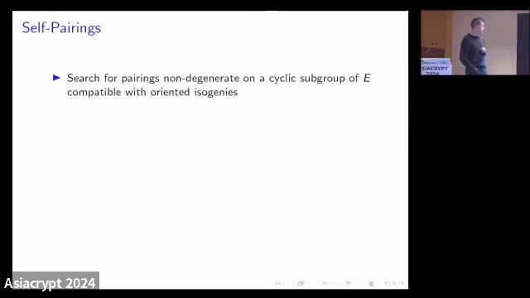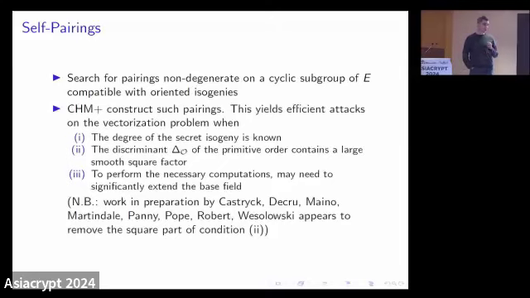So in CHM+ 23, the question the authors then asked was whether or not we can come up with some new pairings. In particular, pairings that will be non-degenerate on some cyclic subgroup of E and that are compatible with oriented isogenies. And they managed to construct some of these pairings. And they find that these new pairings, which they call cyclic self-pairings, yield some efficient attacks on the vectorization problem, given the following conditions.